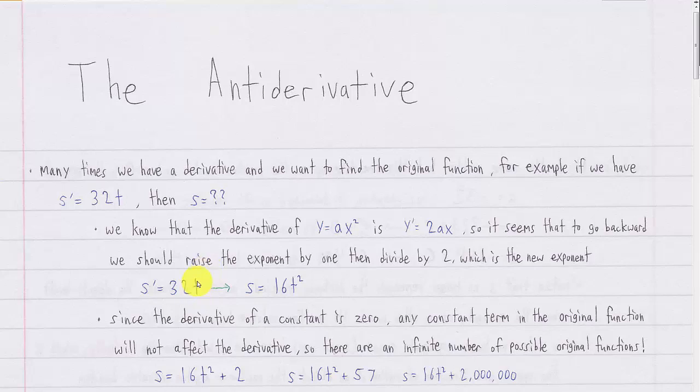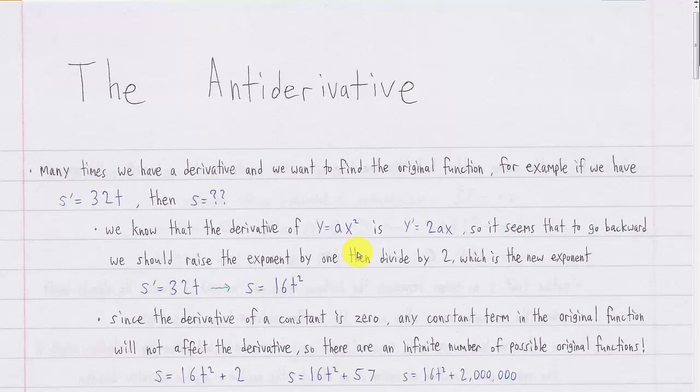So we raise the exponent to 2 and then divide by 2. So we get 16t squared. And if we differentiate 16t squared, we go back to 32t. So it seems like this is the correct formula for the original function. But we're not done yet.